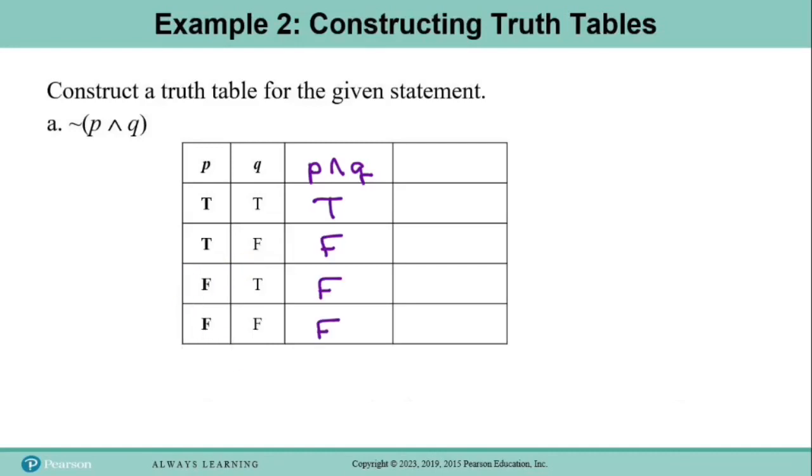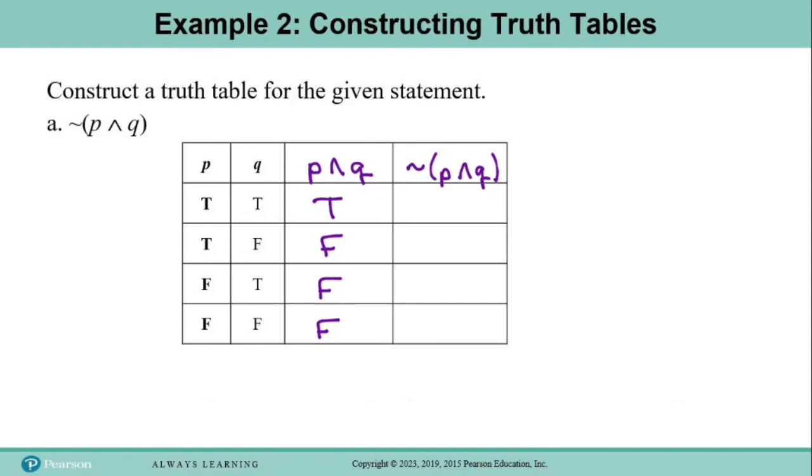So false, false, false. Okay, now the next thing we need to do is put our column heading, which is going to be not parentheses P and Q. So this is going to be easy to evaluate because all we have to do is look back here. Not P and Q is always going to have the opposite truth value from P and Q.